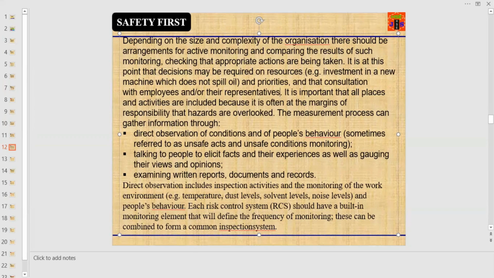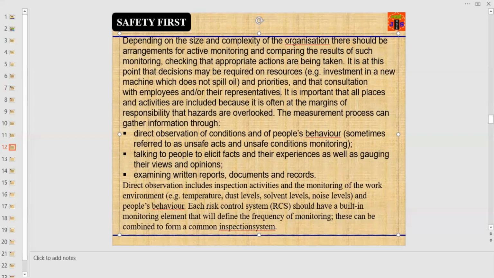because it is often at the margins of responsibility that hazards are overlooked. The measurement process can gather information through direct observation of conditions and people's behaviors, sometimes referred to as unsafe acts and unsafe conditions monitoring, talking to people to elicit facts and their experiences as well as gauging their views and opinions, and examining written reports, documents, and records.